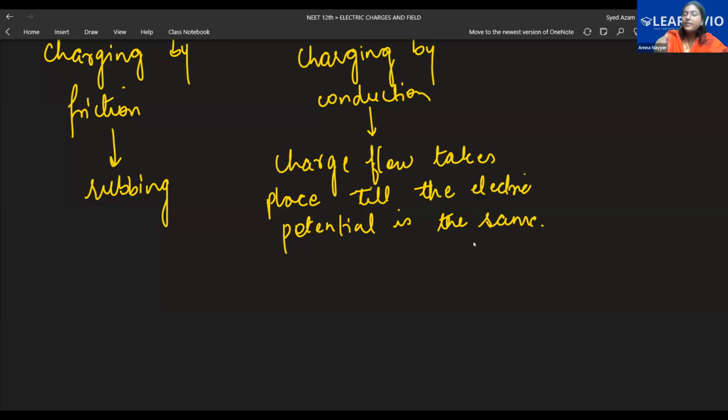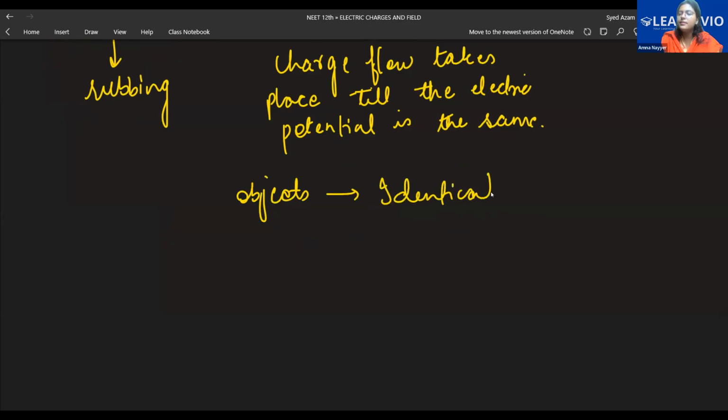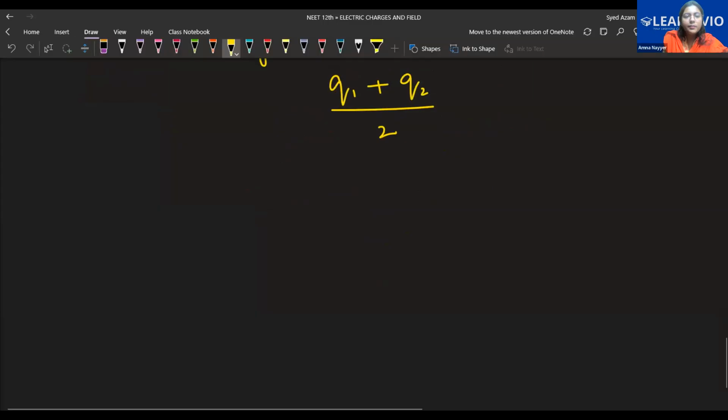And second, of course, if the objects are identical, meaning they are exactly the same, then the final charge is given by Q1 plus Q2 divided by 2. This is the formula. That's it. This will give you the new charge on conduction. For example, let me give you one example.